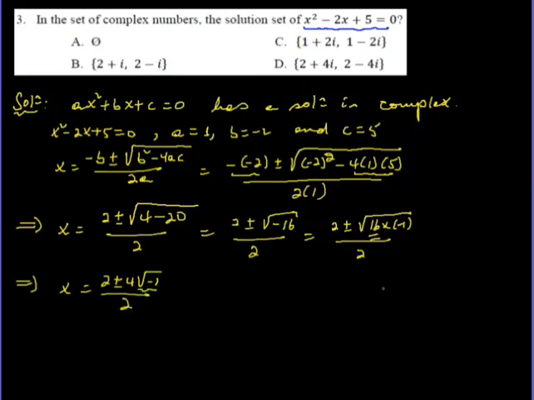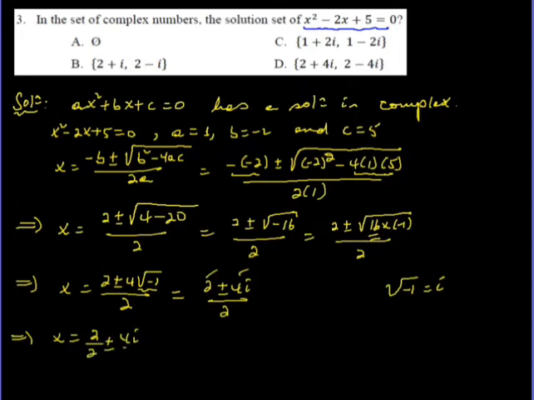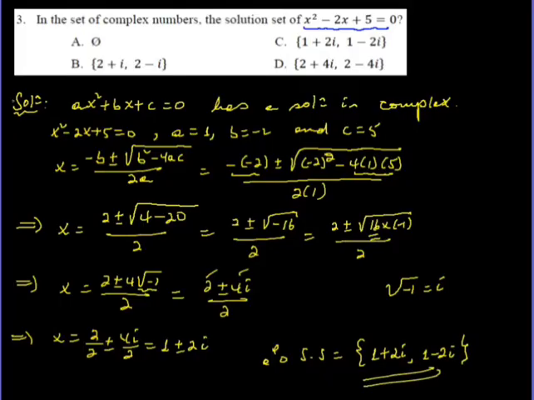But radical minus 1 is i. So the given solution becomes 2 plus or minus 4i over 2. This means 2 is common for both 2 and 4. This means x becomes 2 over 2 plus or minus 4i over 2. So our x value becomes 1 plus or minus 2i. Therefore, the solution set for this quadratic is 1 plus 2i and 1 minus 2i. Therefore, from the given choices, our answer will be C.